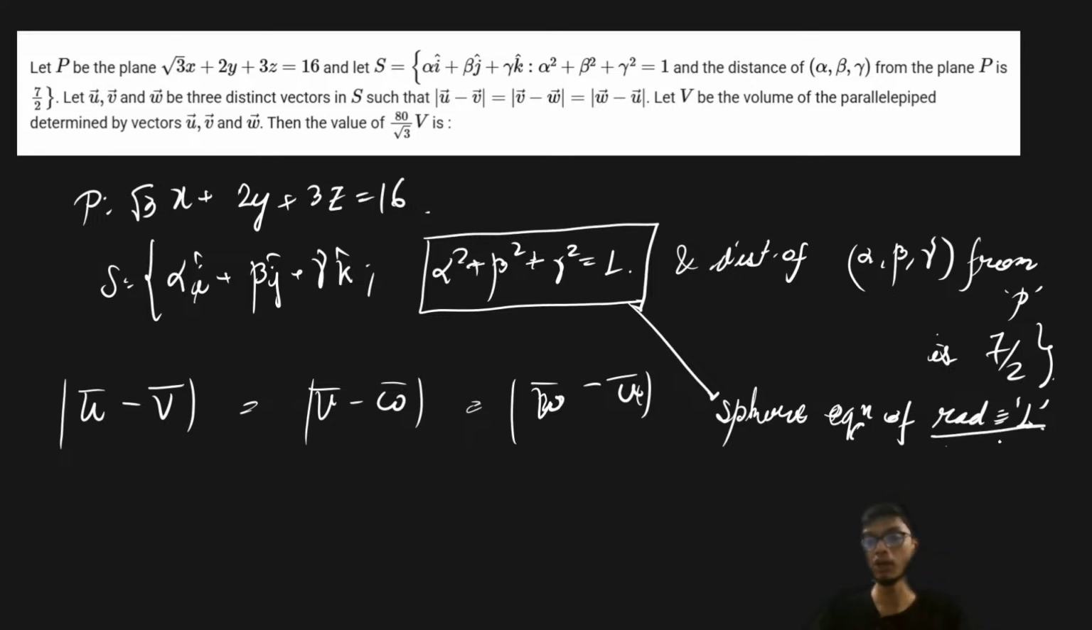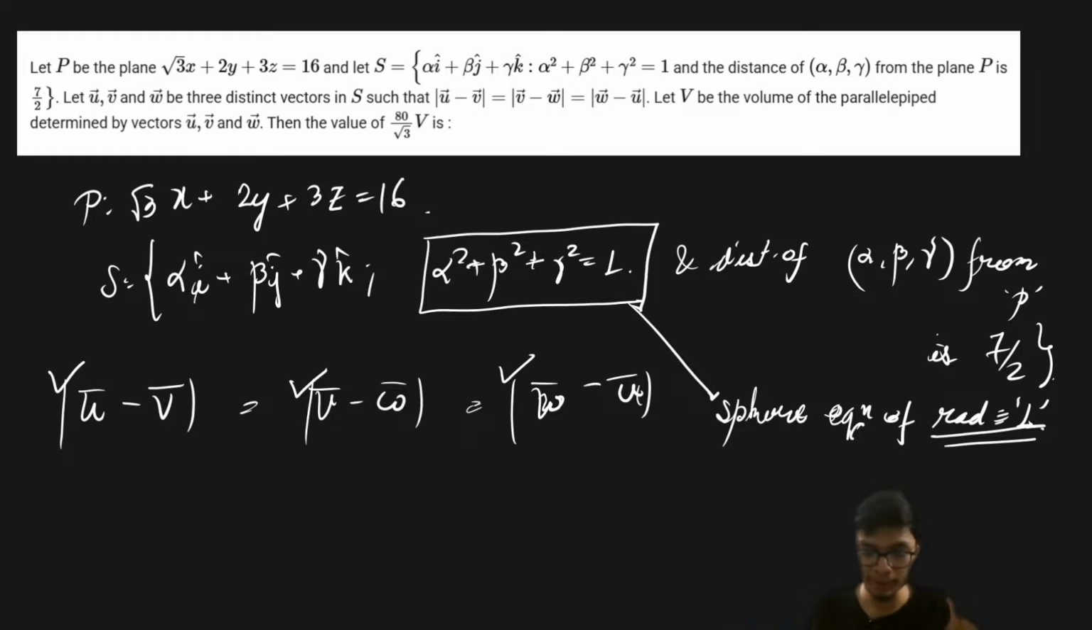It is a sphere equation of radius equal to 1 unit, right? Now if it is a sphere, and you try to understand the question from this particular language, this is basically meaning the distance, right? This is basically talking about the distance between two vectors, right? The modulus of U vector minus V vector basically talks about the distance.